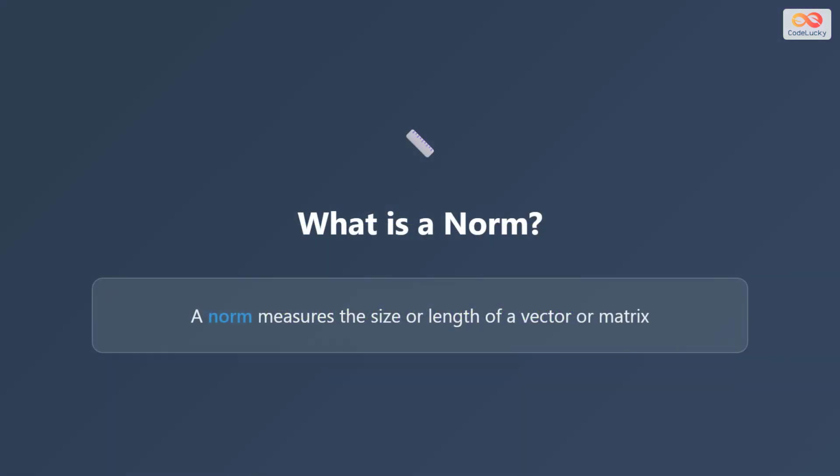Before we dive into the function, let's understand what a norm actually is. A norm is a mathematical measure that tells us the size or length of a vector or matrix. Think of it as a way to quantify how large or small your data structure is. For a simple vector, it's similar to measuring the distance from the origin to that point in space.